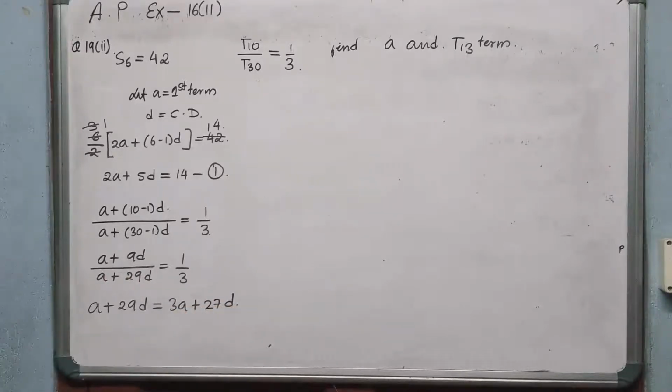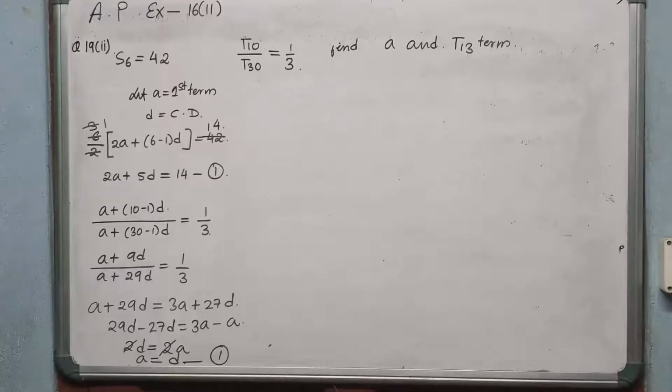Now I'll write the like terms on one side. 29D minus 27D equals 3A minus A. 29 minus 27, 2D equals 2A. Cancel. Now we'll have A equals D. A equals D. Let it be equation number 2.